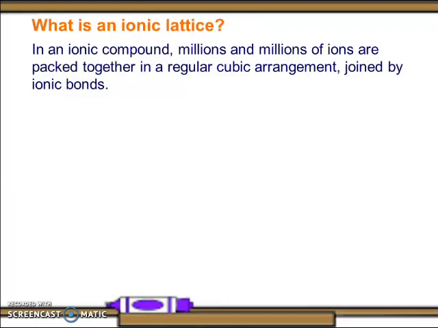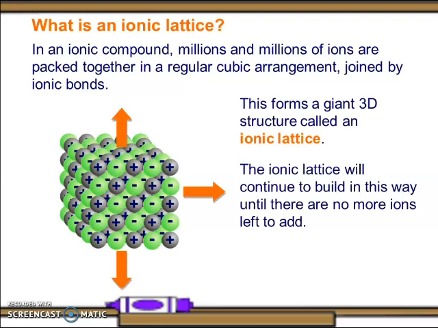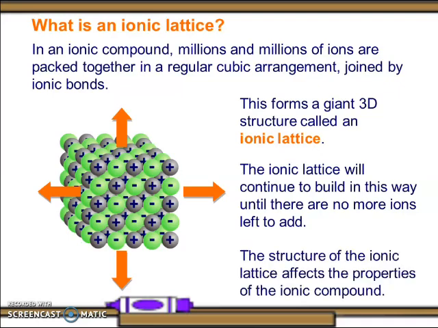What is an ionic lattice? In an ionic compound, millions and millions of ions are packed together in a regular cubic arrangement joined by ionic bonds. These form a giant 3D structure called an ionic lattice. The ionic lattice will continue to build in this way until there are no more ions left to add. The structure of the ionic lattice affects the properties of the ionic compound.